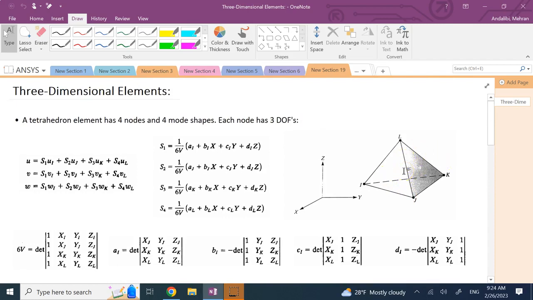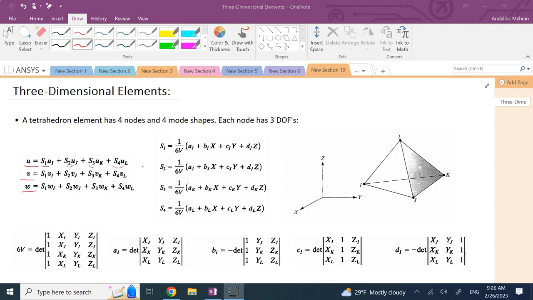So a tetrahedron, as you know, has four faces, four nodes, and four mode shapes. And here, since the problem is 3D, each one of these nodes has 3 degrees of freedom, right? Remember in 2D when we had the triangle, we had 2 degrees of freedom, U and V. Now here we have 3 degrees of freedom, U, V, and what? W, of course. And we're going to write them based on the nodal values, which are UI, UJ, UK, and UL, and similar things for V and W. And here I call my nodes I, J, K, and L.